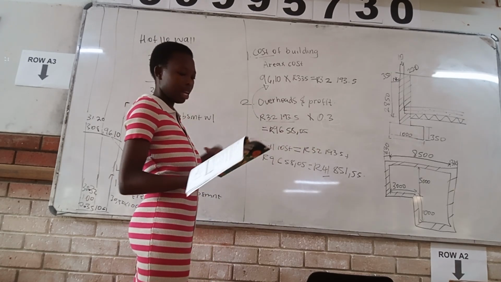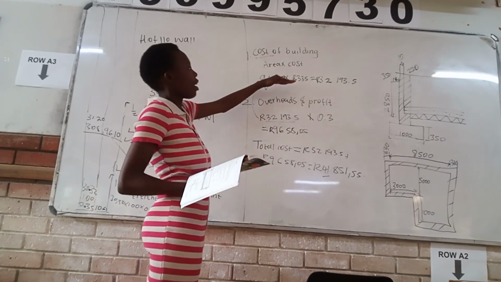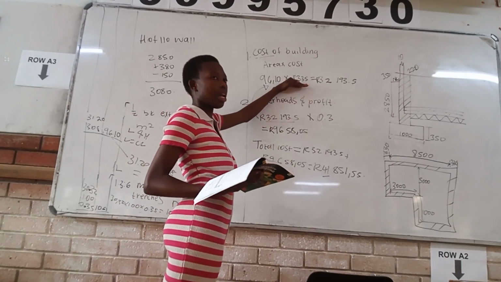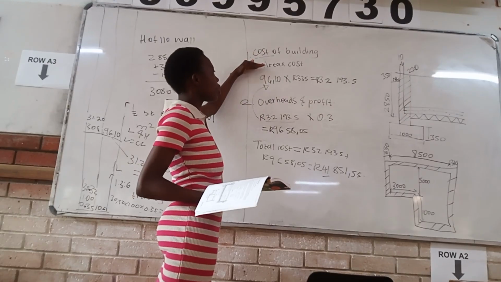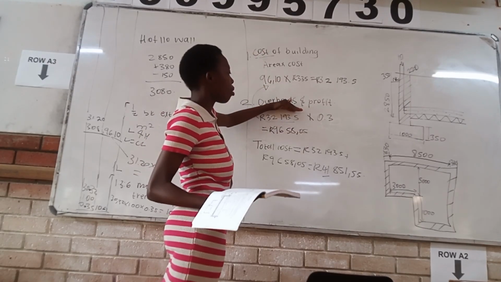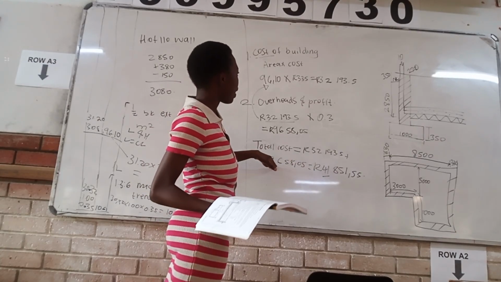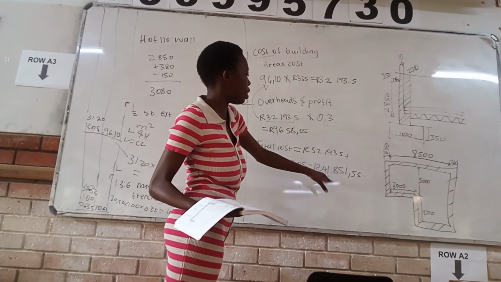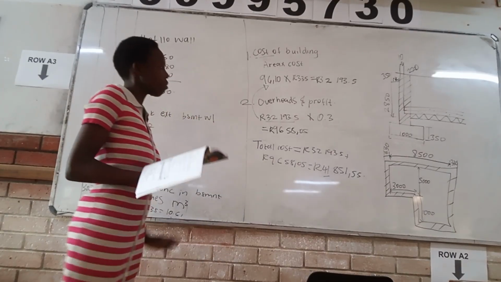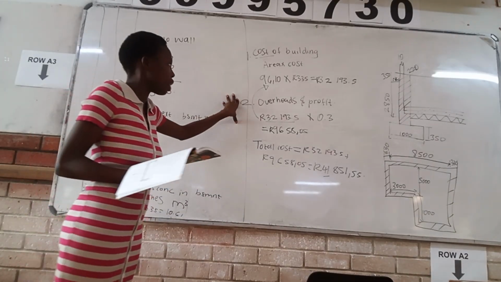So we now need to calculate total cost. What is the total cost? If we had ended here, this wouldn't be the total cost. Again, total cost is the cost of the building, plus the overhead and the profit. There is our total cost, 41,851.55. We are done with number 3.1.